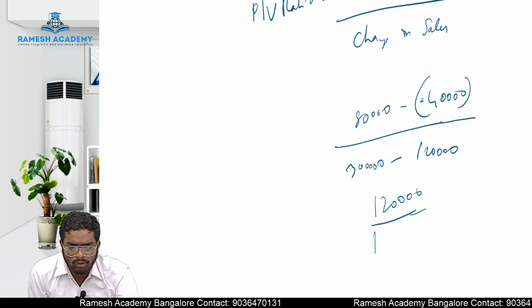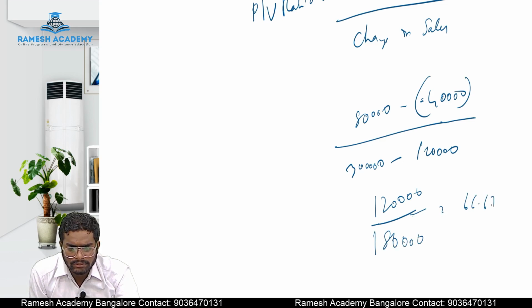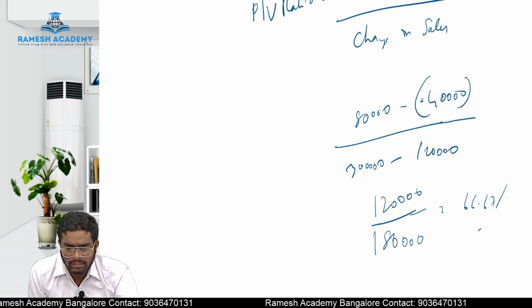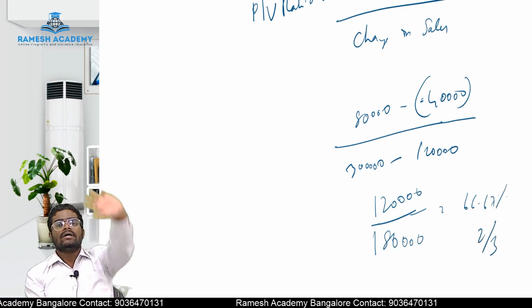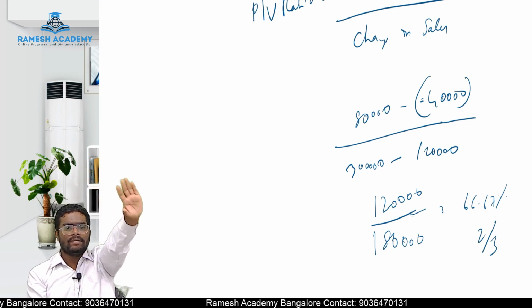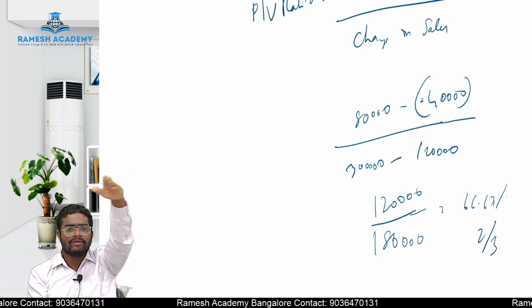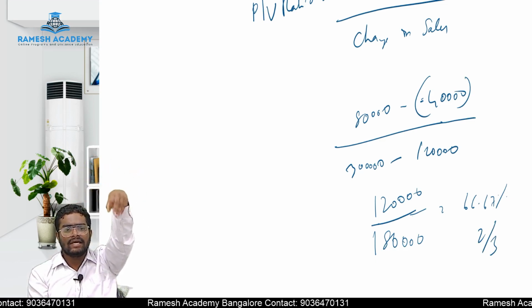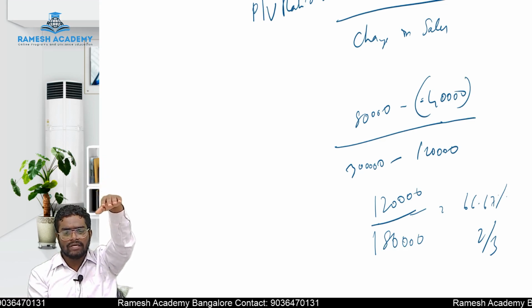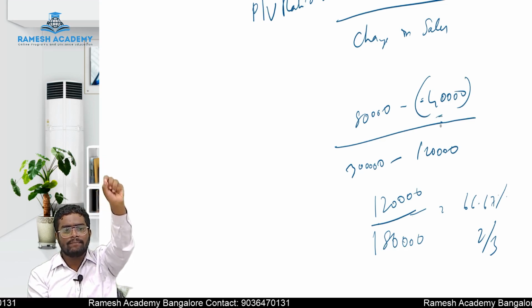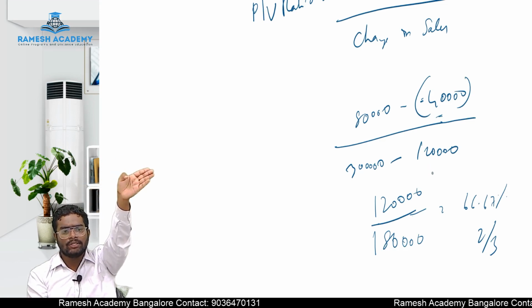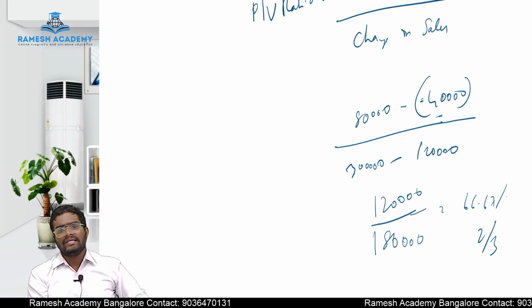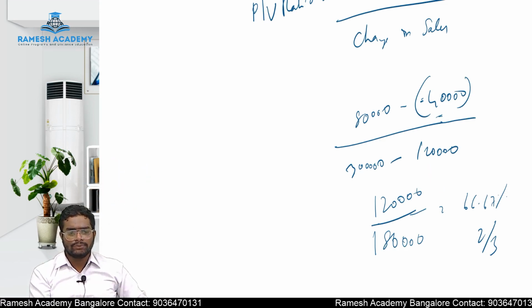So it is 1,80,000 here. My PV ratio is 66.67%, which means nothing but 2/3. Hope you understood. We have got the PV ratio. What is the formula? Change in profit by change in sales. But here we have a loss, so that's why I have written 40,000 here. But negative into negative will be positive. Basic mathematics. By this we have calculated the PV ratio.